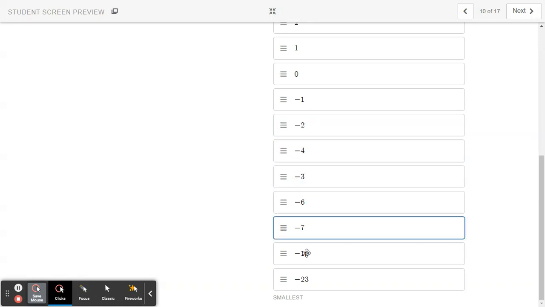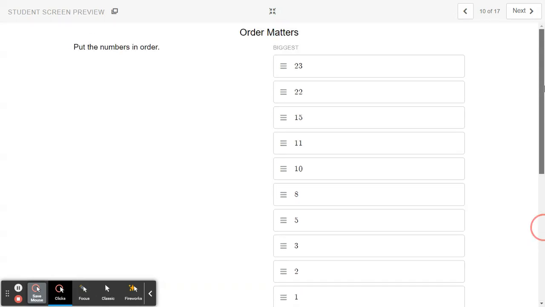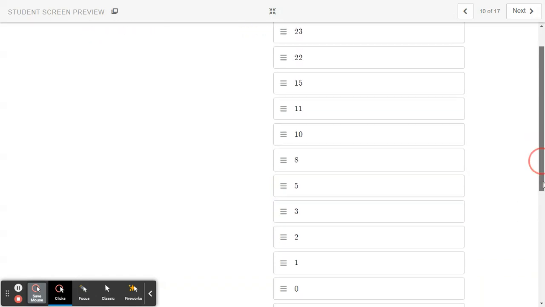Okay, so I think I've done this, but it's very important to go back and check. So I'm literally just going to check and make sure. Am I going with the largest going down? So 23, 22, 15, 11, 10. Each time I'm checking, is 8 lower than 10? Yes. Is 5 lower than 8? Yes. Check, check so far.